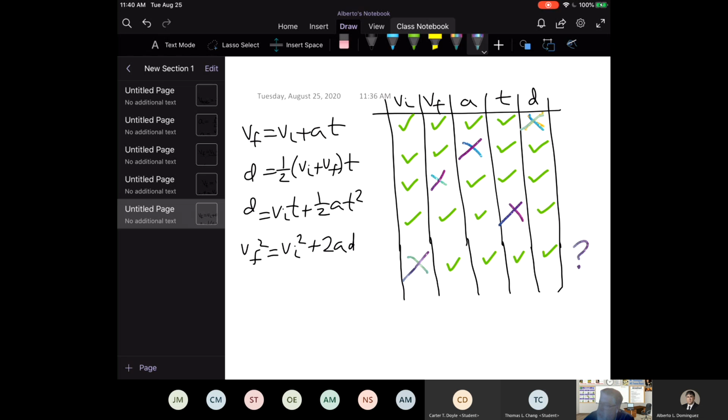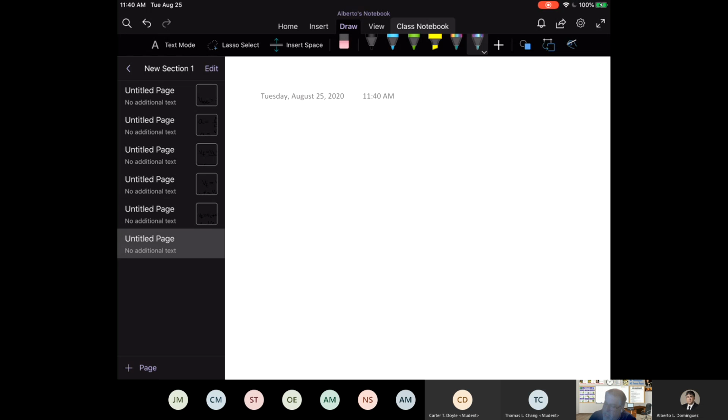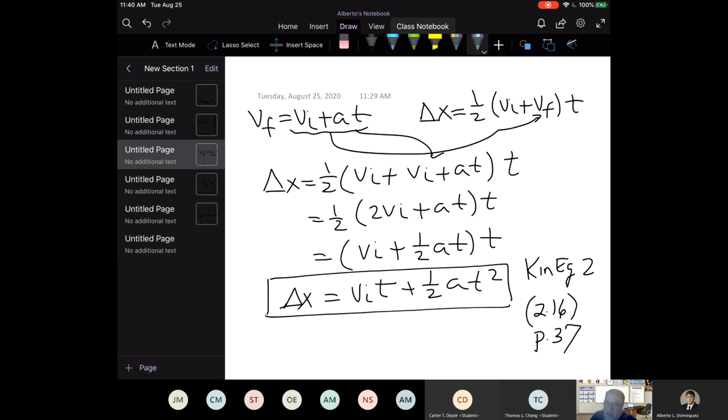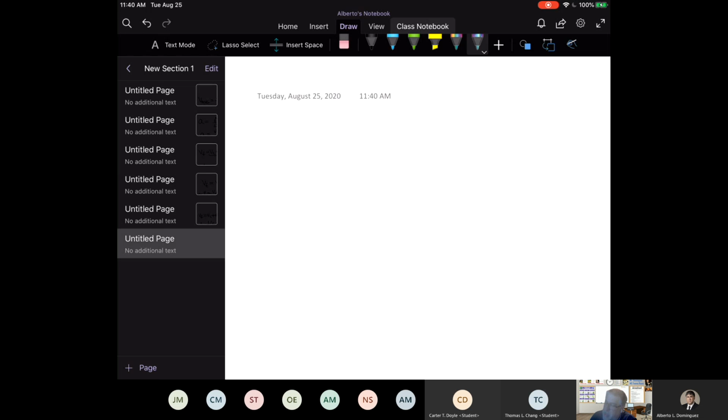The last thing I'm going to do is add a page to this, and we are going to look at this derivation where I got delta x, and we're going to just change it up. So I'm going to start from the same two equations, but I'm going to change up what I did a little bit, and we're going to get a new equation. So we started from VF equals V initial plus AT, and then the other one was delta x equals 1/2 (V initial plus V final) T. But the change is I took VF and I plugged it in here. So that left me with just VI in my equation.